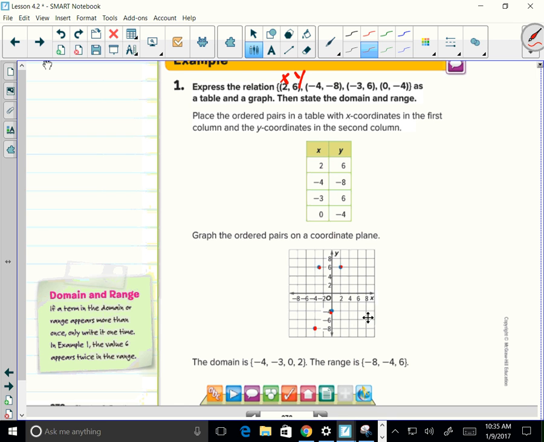If I want to do all of the domain, if you look right here, it even has it. Domain is -4, -3, 0, 2. So they pulled all of these x's. For domain, make sure that you write it from smallest to biggest. That's why -4 is first. And for range it's the same thing, smallest to biggest: -4, 6, 8. Notice that 6 is on here twice. You have two 6's in your y column there, but there's only one 6 in your range. It doesn't make sense to repeat them. That's why it's like that.